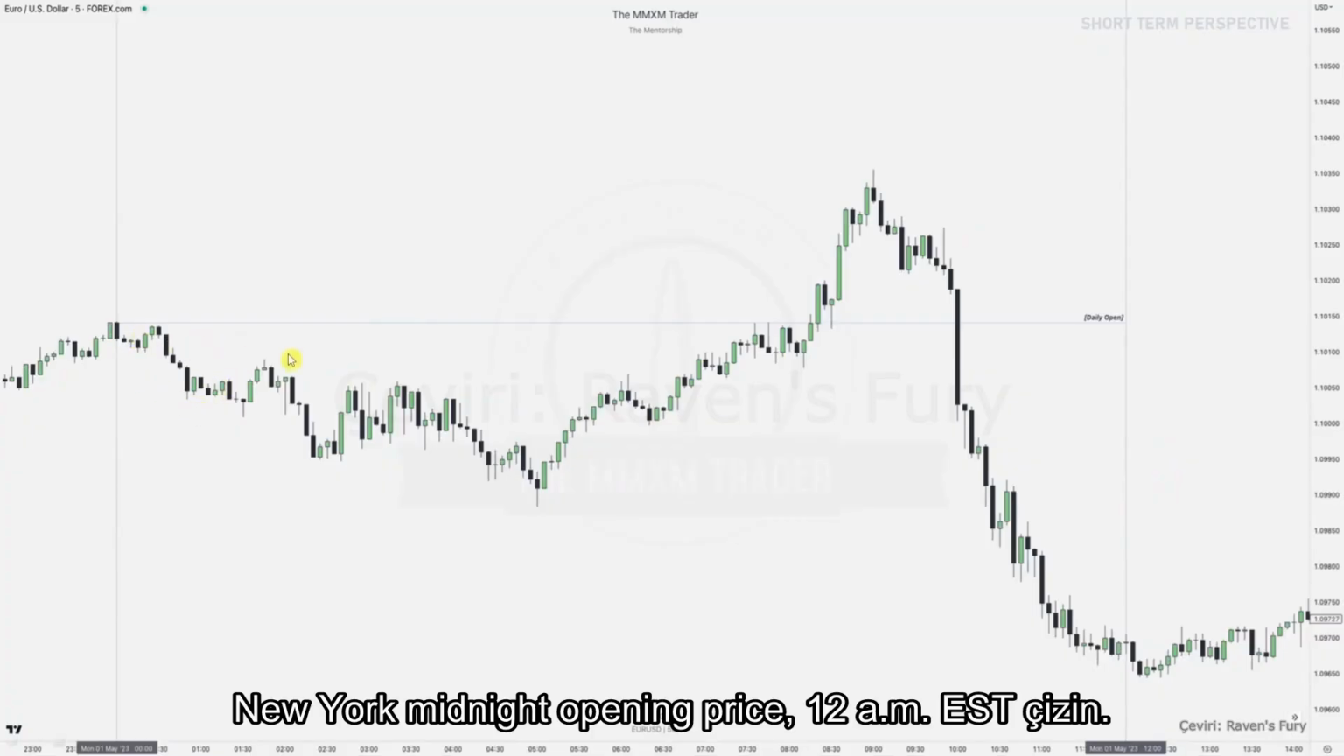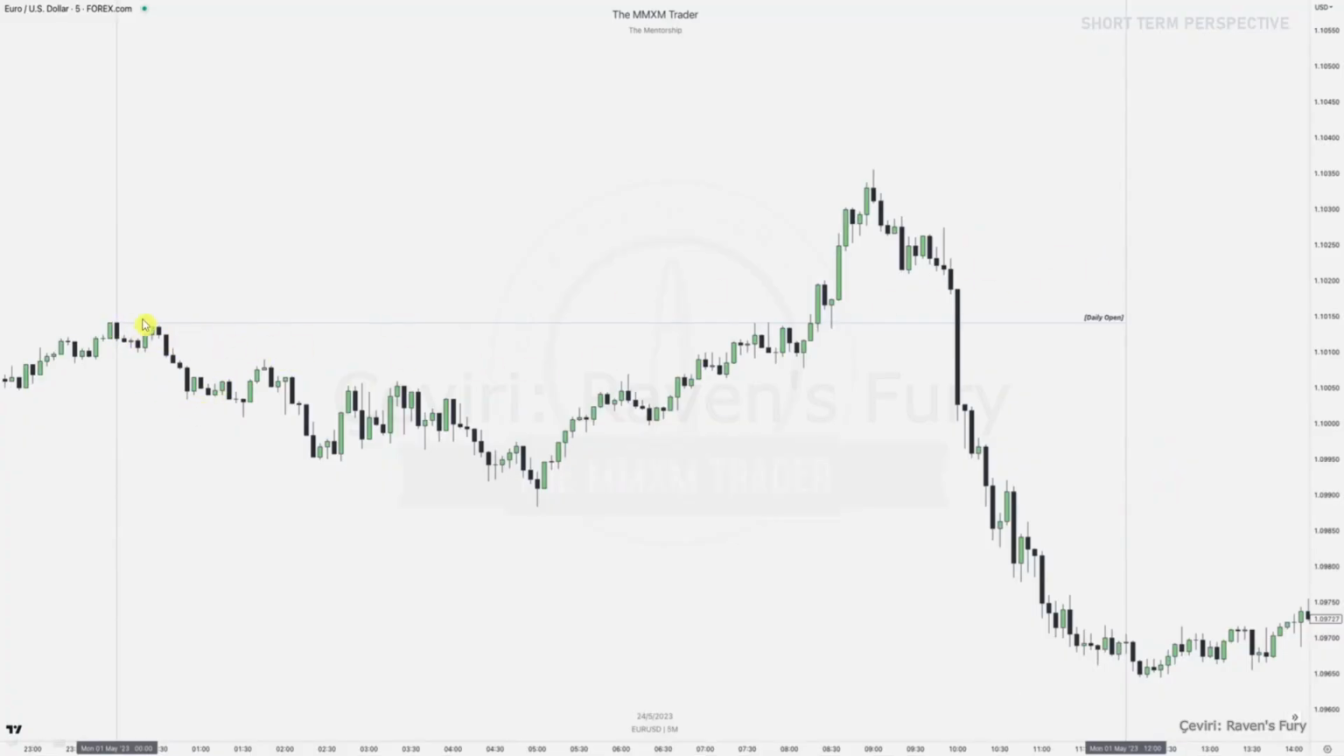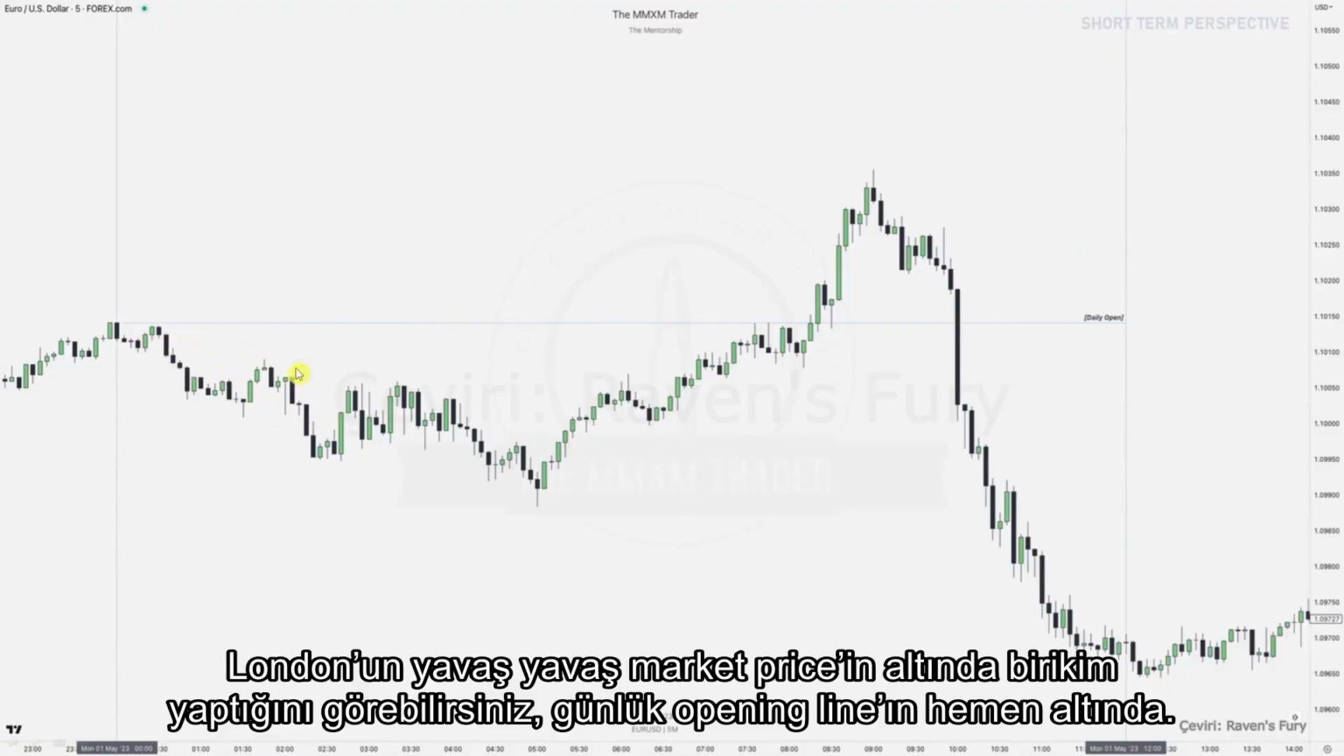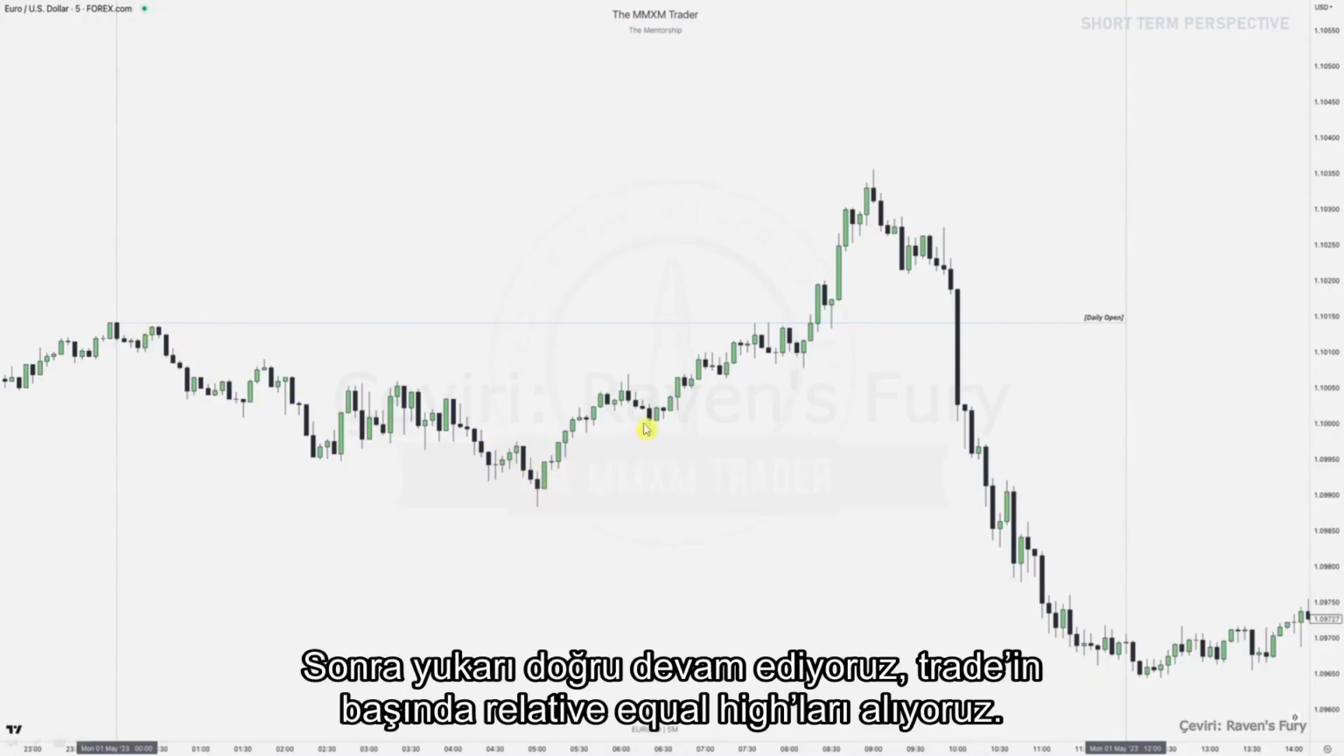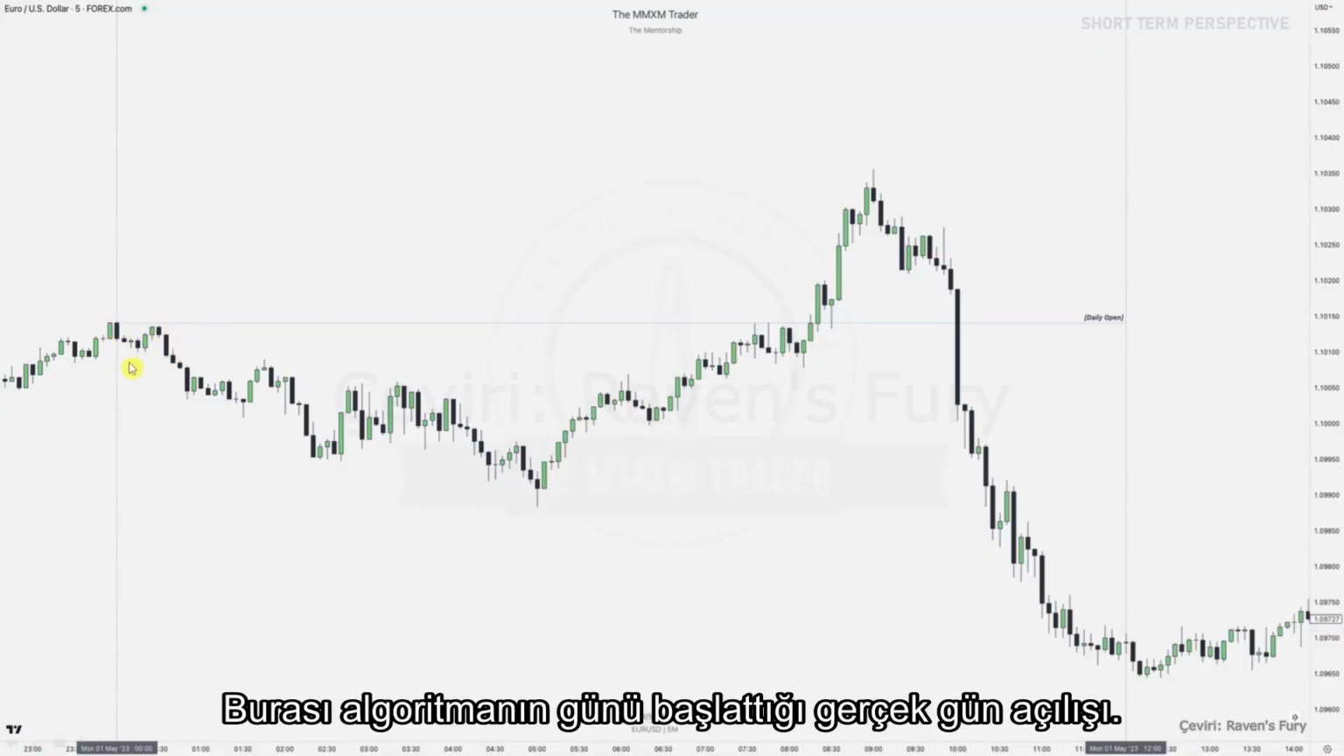Draw out your New York midnight opening price, 12 a.m. EST. You can see London slowly accumulates below market price over here, right below that daily opening line, and then we continue up higher, taking out those relative equal highs at the start of the true day open, where the algorithm starts its day, right?